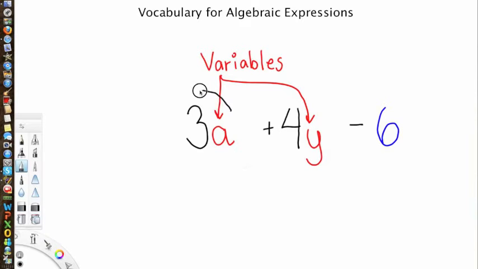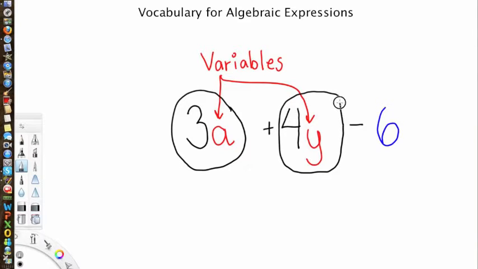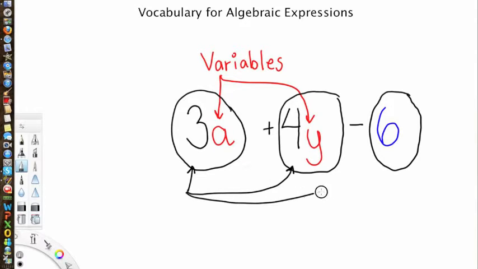Okay, our first term would be 3a. The second term is 4y. And the last term is 6. So there's our three terms. We have 3a, 4y, and we also have 6 all by its lonesome. But nevertheless, we have three terms. That will lead us to our next important part of these expressions.